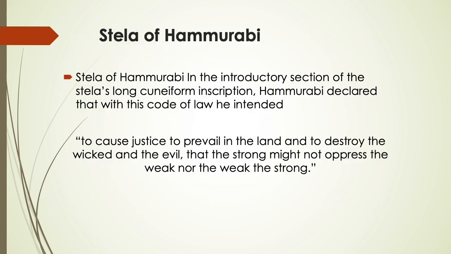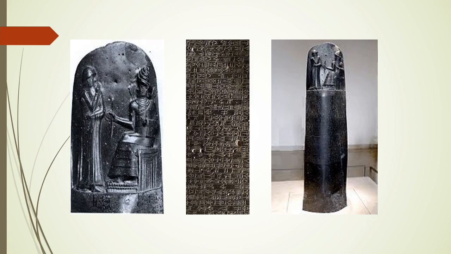Stela of Hammurabi. In the introductory section of the long cuneiform inscription, Hammurabi declared that with this code of law he intended to cause justice to prevail in the land and to destroy the wicked and the evil, that the strong might not oppress the weak, nor the weak the strong. Hammurabi developed about 240 codes for citizens. These are the Stela of Hammurabi.